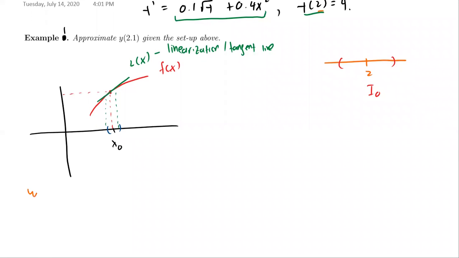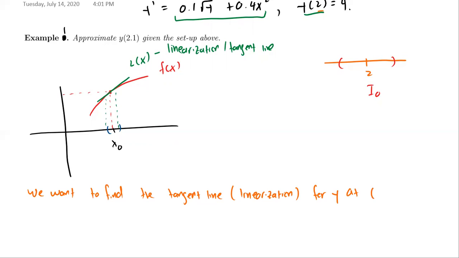So we want to find the tangent line, which again, for the purpose of this section, I'm just going to call linearization. So I'm going to find the tangent line or linearization for our unknown solution y at the point, so the point is x equals 2, y equals 4. And again, this information we're given exact.